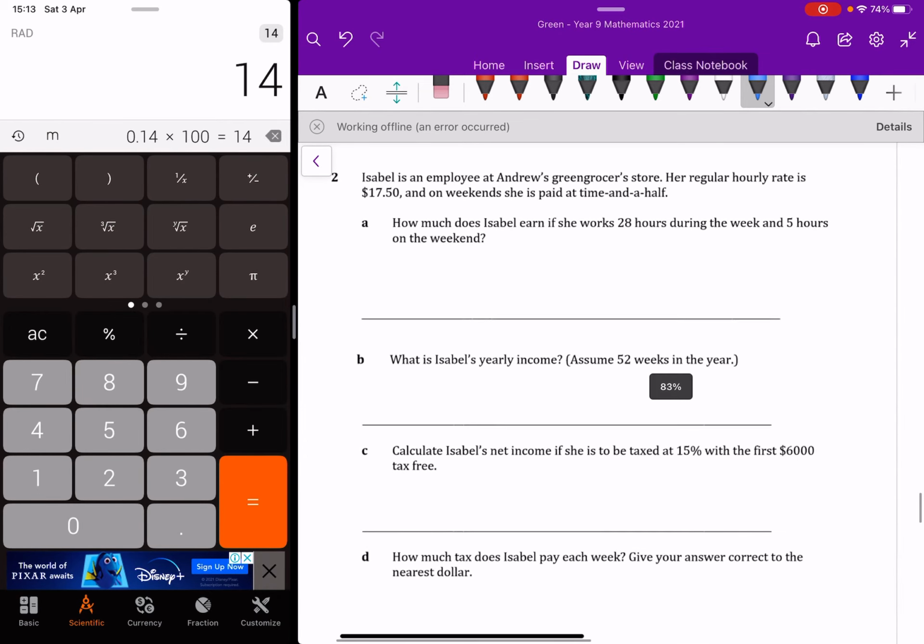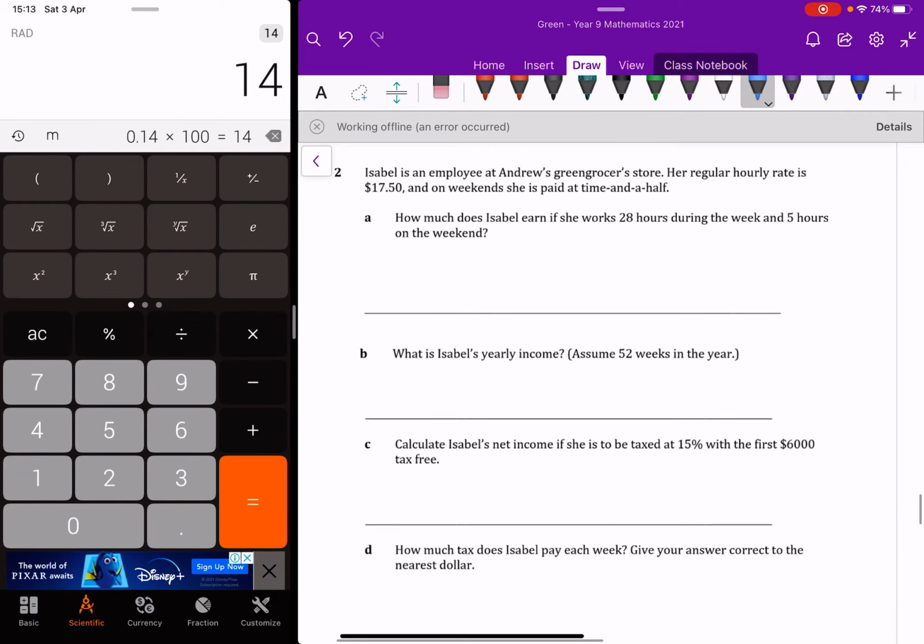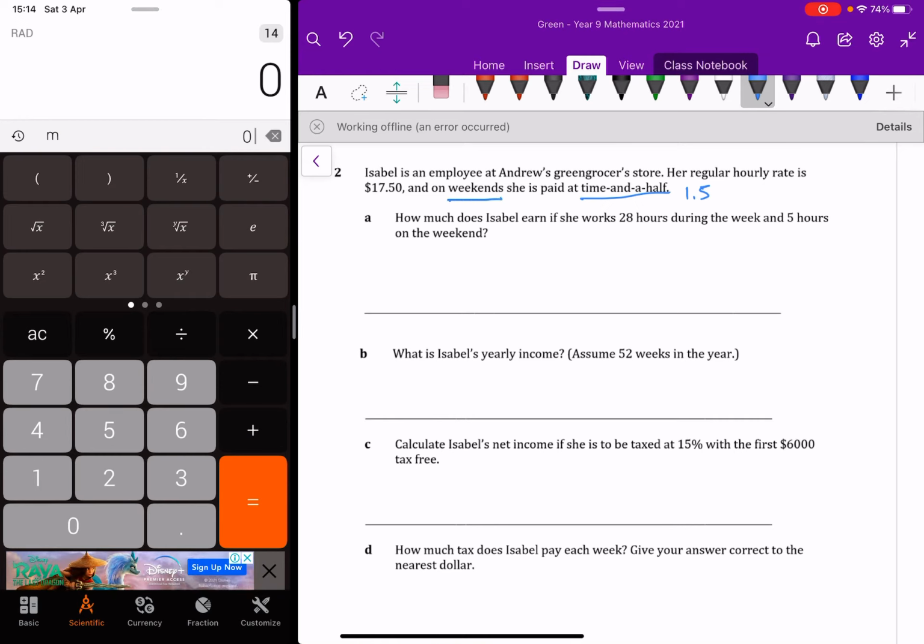So, Isabel's an employee. Her regular hourly rate is $17.50, and on weekends she's paid time and a half, which means 1.5 times what she usually gets paid. A lot of people were asking about that one. I think it's an old school term. I don't know whether people use it anymore. So, she works 28 hours during the week and 5 hours during the weekends, and those weekends are when she gets paid time and a half.